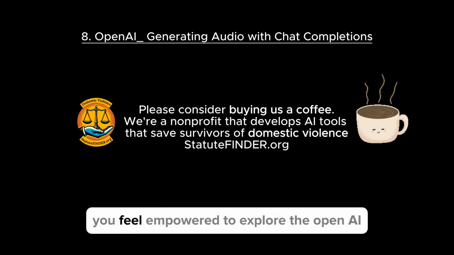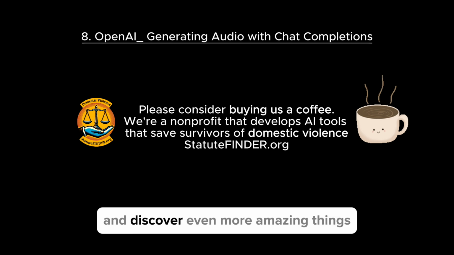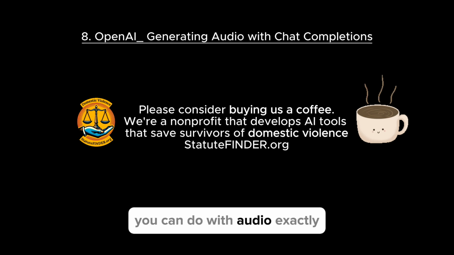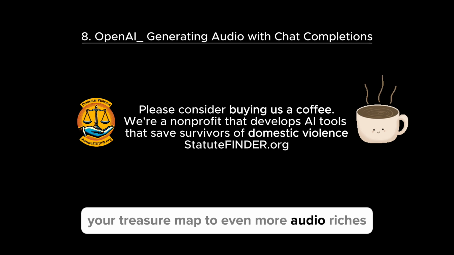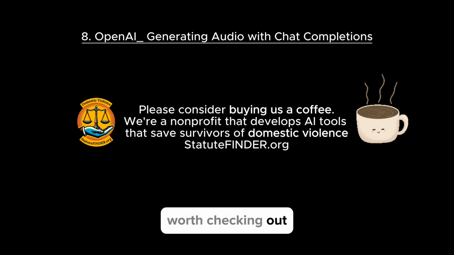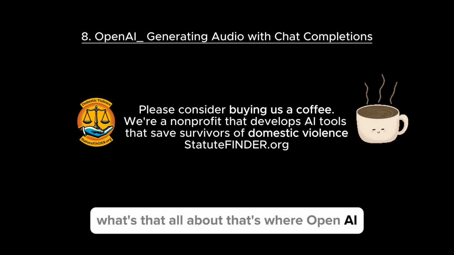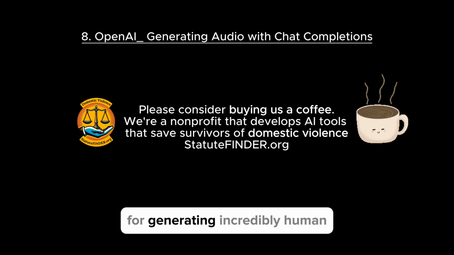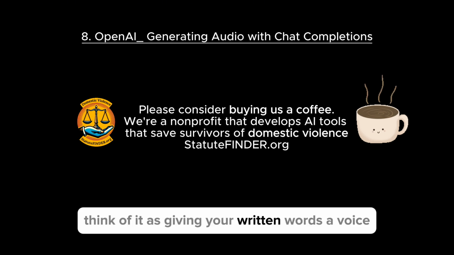We want to make sure you feel empowered to explore the OpenAI documentation on your own and discover even more amazing things you can do with audio. Exactly. So consider this part your treasure map to even more audio riches. The documentation points to several other areas worth checking out. One that caught my eye is text-to-speech. What's that all about? That's where OpenAI provides specialized models for generating incredibly human-like speech from text input. Think of it as giving your written words a voice.